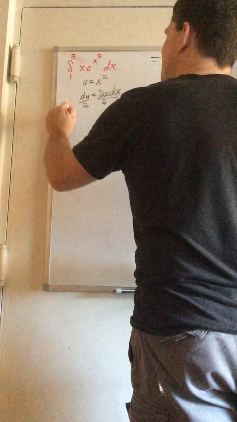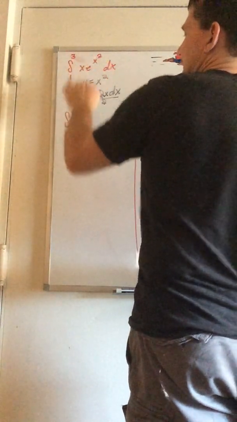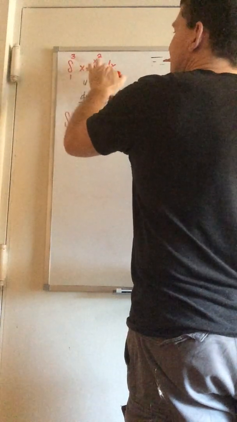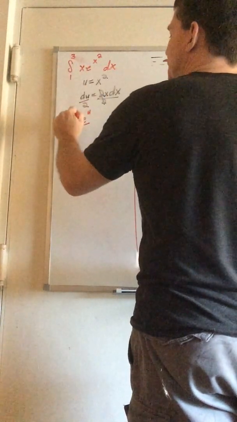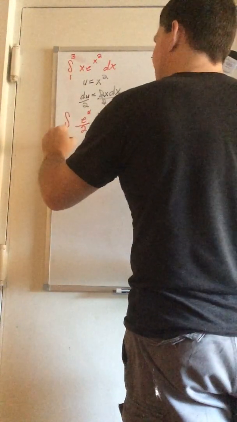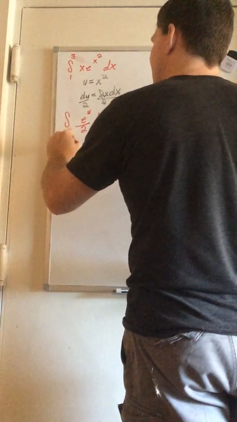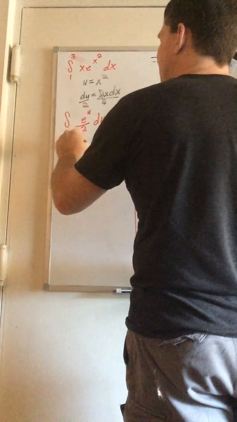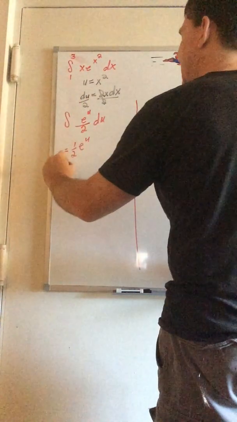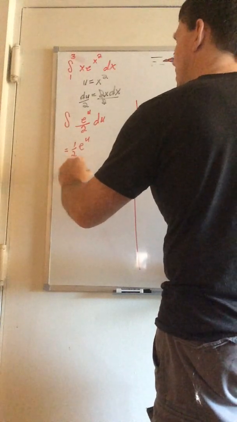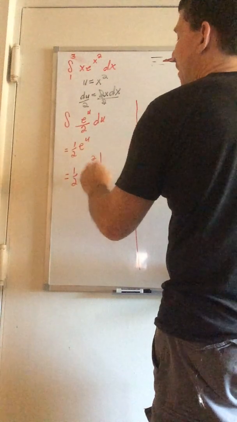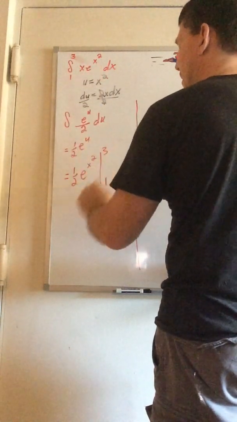Here, if I keep my limits with respect to x, it's the integral of e to the x squared, which is e to the u. x dx is du over 2. If I integrate, the 1/2 carries along, and the antiderivative of e to the u is e to the u. Now I substitute back in. u is x squared, so that's e to the x squared. Now I plug in my limits from 3 to 1.